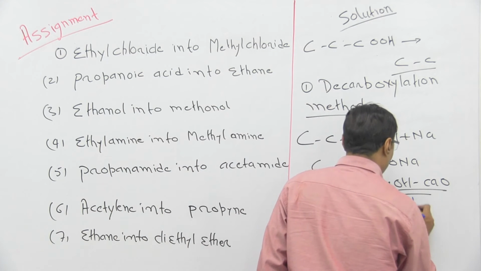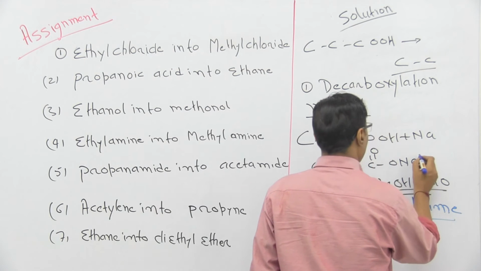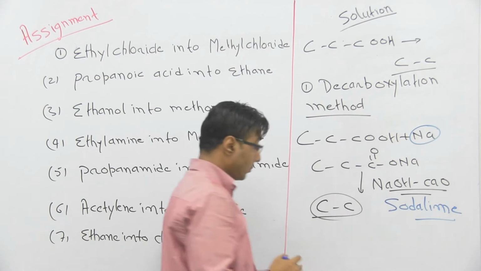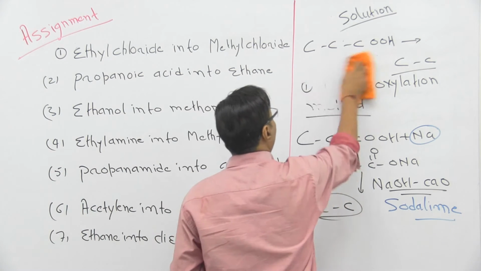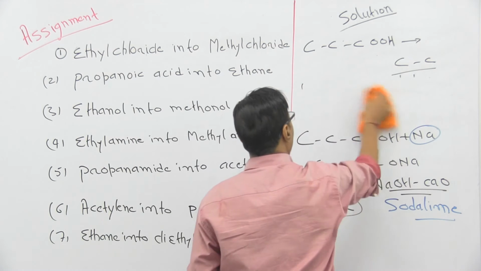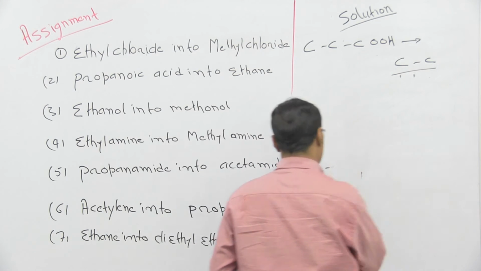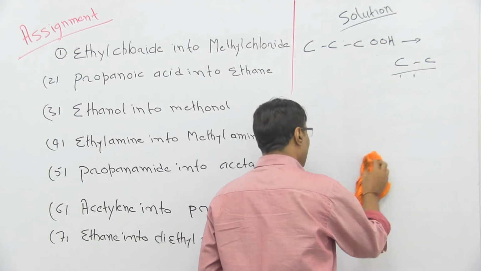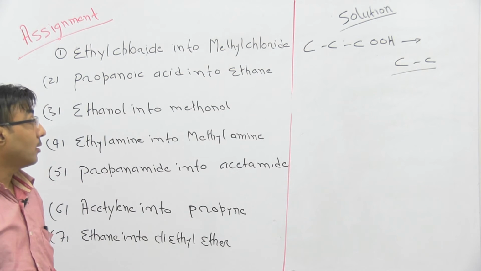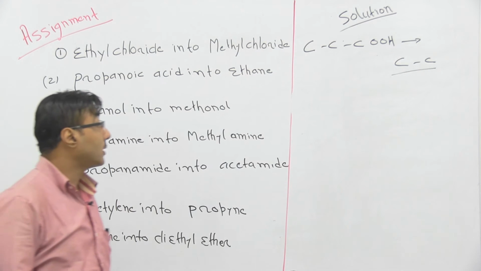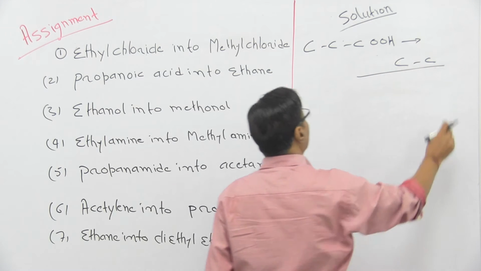It's soda lime. But the Hofmann bromamide method can be a little lengthy, a little longer, but still you have to practice this one. It will develop your thinking in organic chemistry, and the brain will learn the method to correlate one chemical from another chemical.